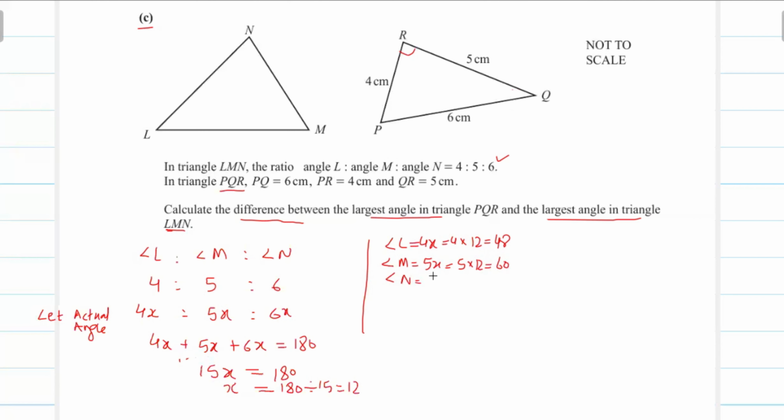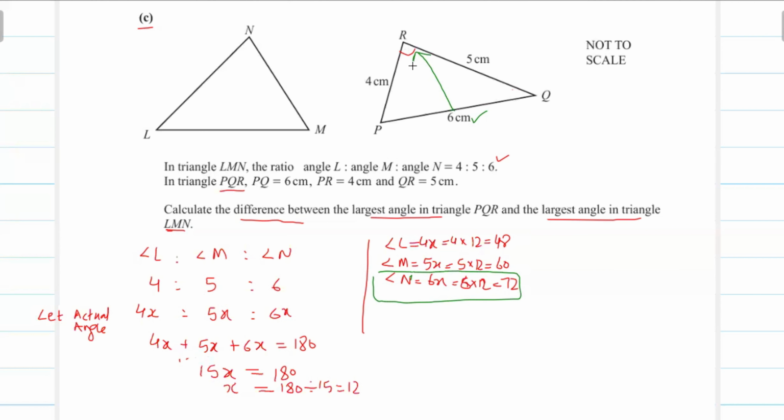Angle M is 5x, and this will be equal to 5 into 12 is 60 degree, and angle N is equal to 6x. This will be equal to 6 multiplied by 12. That's equal to 72 degree. You see here the largest angle here is N is 72 degree, and the next largest angle we have to calculate in the triangle PQR. The largest angle in this triangle PQR will be the angle opposite to the largest side. You see here, this is the angle R will be the largest angle.